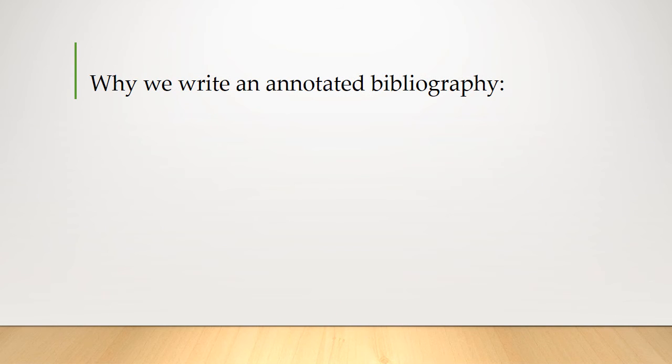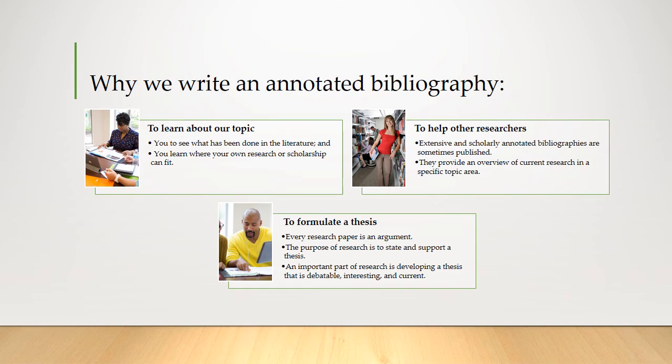Why do we write an annotated bibliography? We write them to learn about our topic. You see what has been done in the literature, and you learn about your own research, how it can fit into the current scholarship. Secondly, we might choose to write one for publication to help other researchers. Extensive and scholarly annotated bibliographies are sometimes published. They provide a useful overview of the current research in a specific topic. You can look for one on your research interest to see if one has already been published.